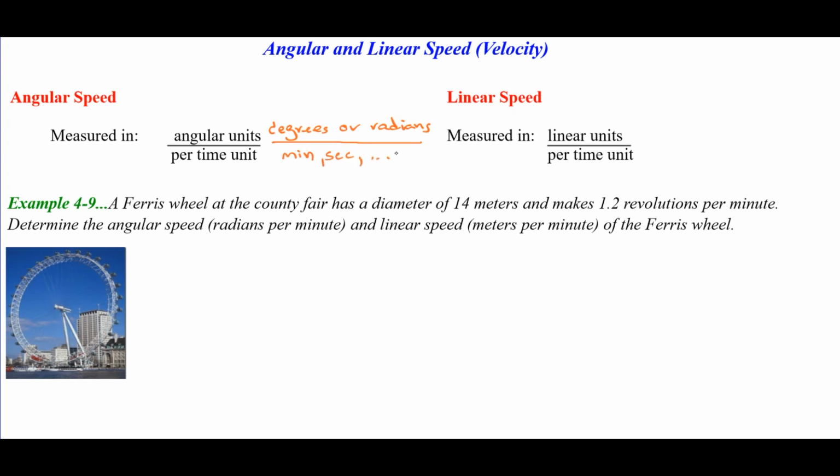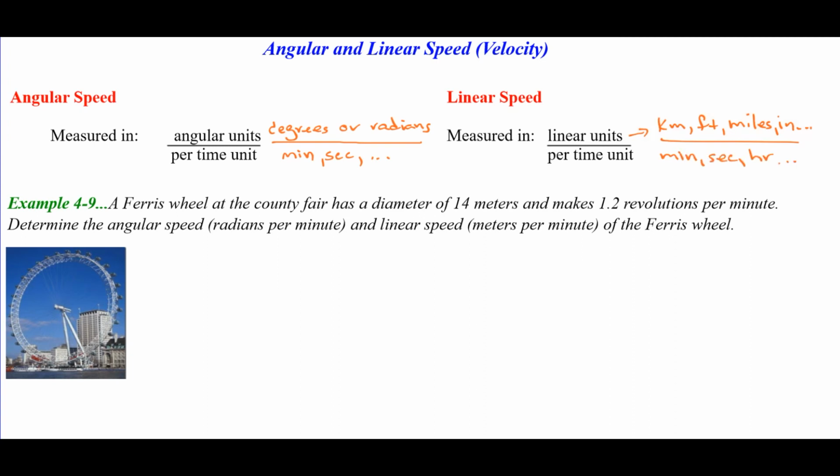When we talk about linear speed, this is speed that you're used to, miles per hour, feet per second, something like that. So linear units, there are a multitude of them. So we could have kilometers, we could have feet, we could have miles, inches, etc. Again, over units of time, minutes, seconds, days, hours.